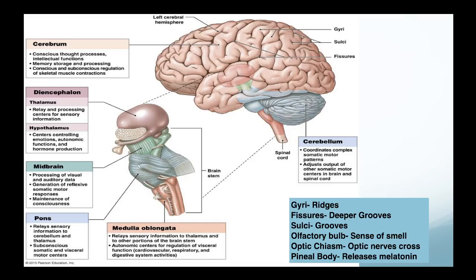All right, so we just talked about the cerebrum, the different areas of the cerebral cortex. Now let's talk about the midbrain. The brainstem is going to be the midbrain, pons, and the medulla oblongata.